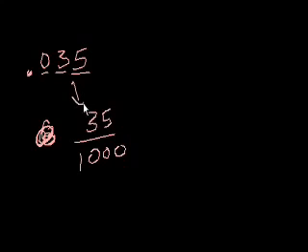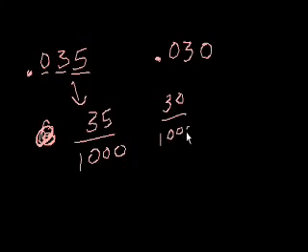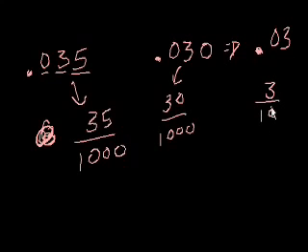If the decimal was, let's say, 0.030, there's a couple of ways we could say this. Well, we could say, oh, well, we went to the thousandths place, so this is the same thing as 30 over 1,000. Or we could have also said, well, 0.030 is the same thing as 0.03, because this 0 really doesn't add any value. So if we have 0.03, then we're only going to the hundredths place. So this is the same thing as 3 over 100.